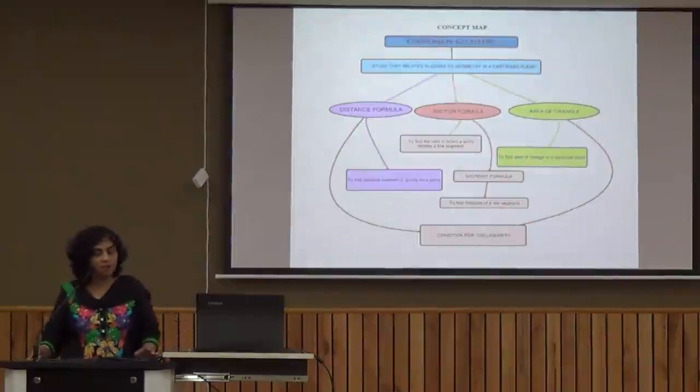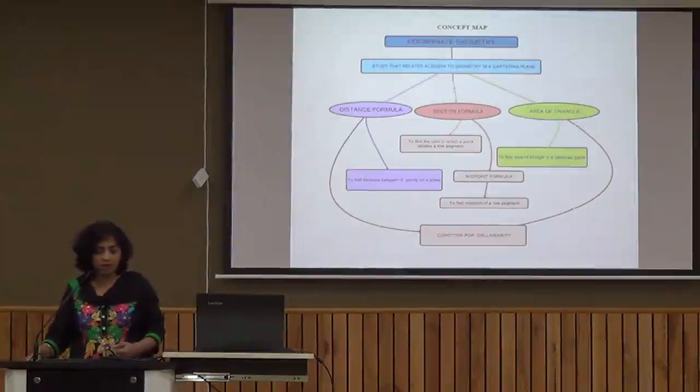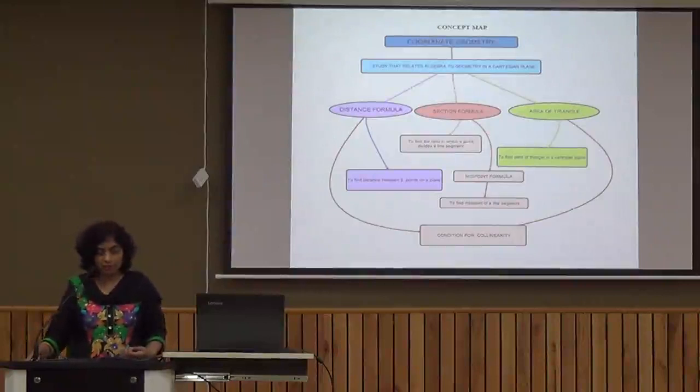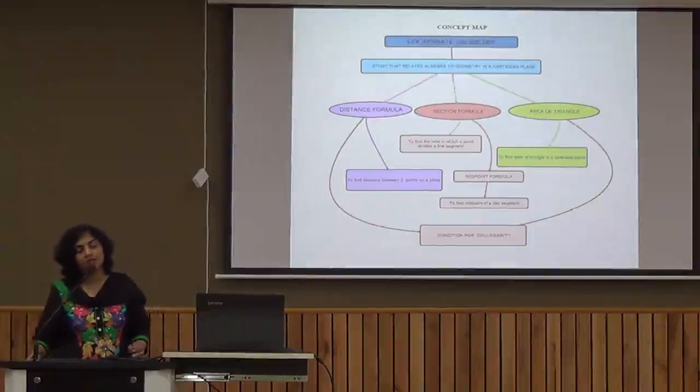Let's have a concept map, coordinate geometry. We study the related algebra to coordinate geometry: distance formula, section formula, area of the triangle. The distance formula is used to find the distance between 2 points in a given plane. The section formula is used to find the ratio in which a point divides a line segment, or to find the midpoint of a line segment. The area of the triangle is used to find the area of a triangle, and the distance formula and area of the triangle are together used to check the condition for collinearity.